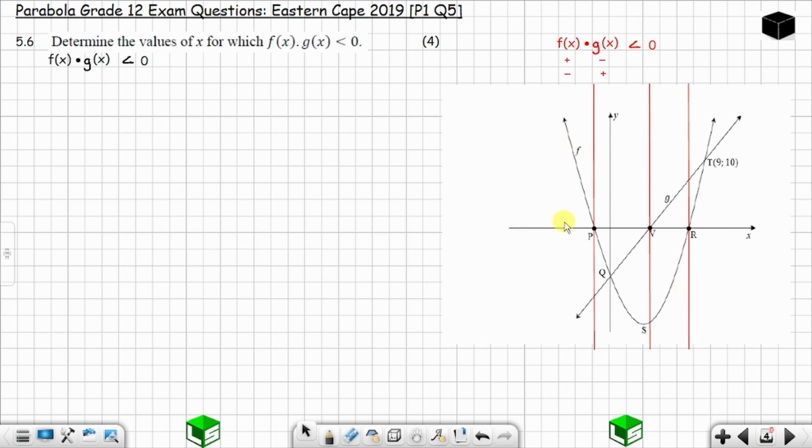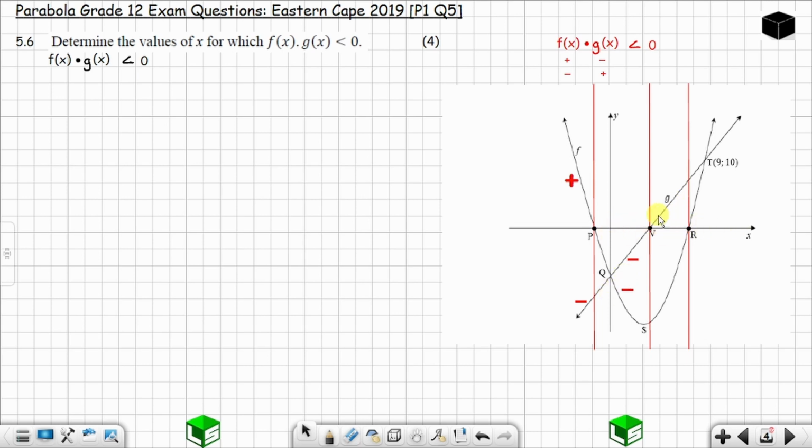Now let's compare. Remember, in this part, the graph is above the x-axis, so this is positive, and this is below the x-axis, so this part is negative. You carry on. Now you compare the two graphs in this part between the two vertical lines. You have the graph of f and the graph of g. You can see they are both below the x-axis. So they are both negative, right? This is negative and this is also negative because they are below the x-axis.